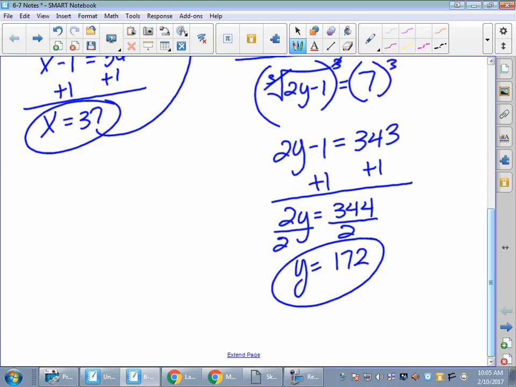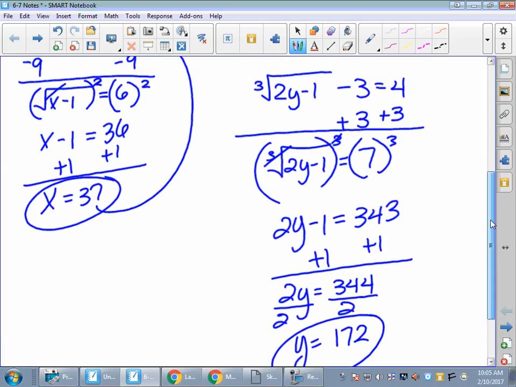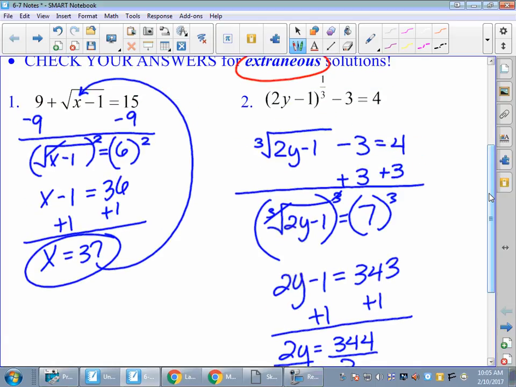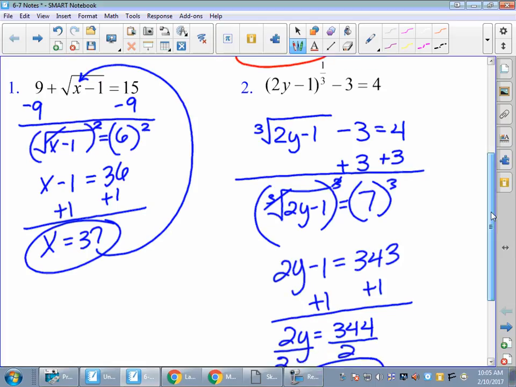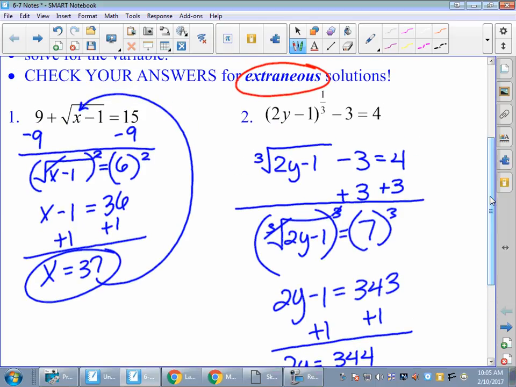Okay, I'm going to check for extraneous solutions. So I can use a calculator. I don't need to see the check, but if you don't check it, and if the answer doesn't work, 172 is incorrect. If the answer doesn't work, you've got to say no solution. So if I plug in 172 into the original problem for y, 172 times 2 is 344. Take away 1 is 343. To the 1/3 power, or the cube root of 343, is 7. And 7 minus 3 does in fact equal 4. So you can plug that into your calculator and see that it's not extraneous.